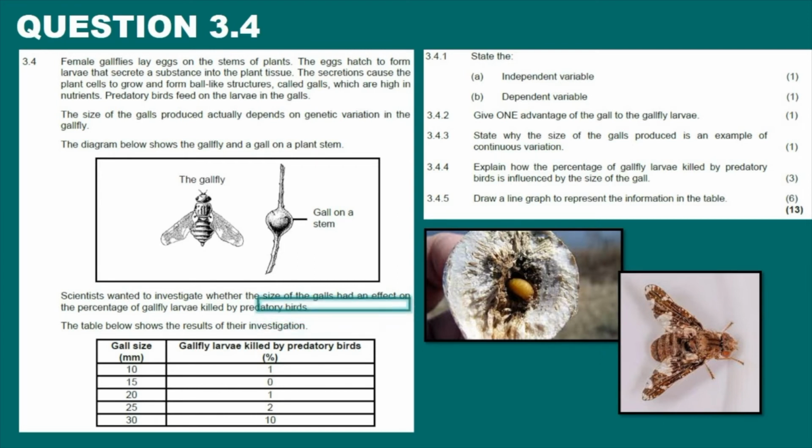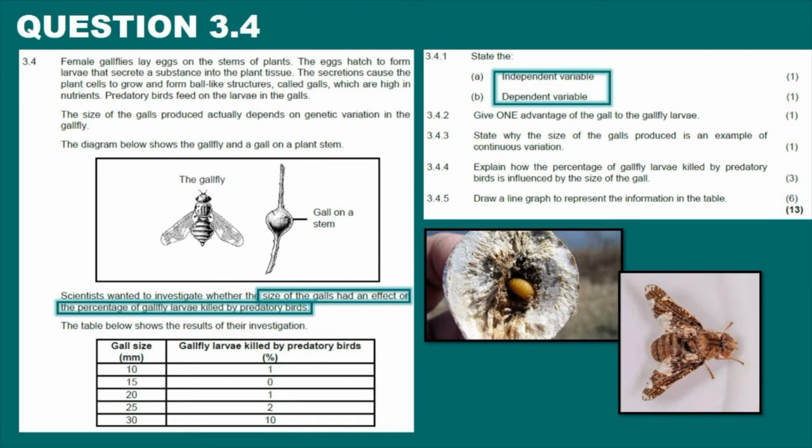At the bottom of the diagram, you will see that scientists wanted to investigate whether the size of the gall had an effect on the percentage of gallfly larvae that is killed by predator birds. They gave you a table of the investigation, where you will see an increase in the size of the gall. We started at 10 millimeters, then 15, 20, 25, up until 30 millimeters. They then showed how many larvae were killed, in percentage, by the predator birds. At 10 millimeters there was 1%, then at 15 there was 0, at 20 there was 1, at 25 there was 2, and at 30 we had the highest percentage of larvae killed by the predator birds, which was 10.